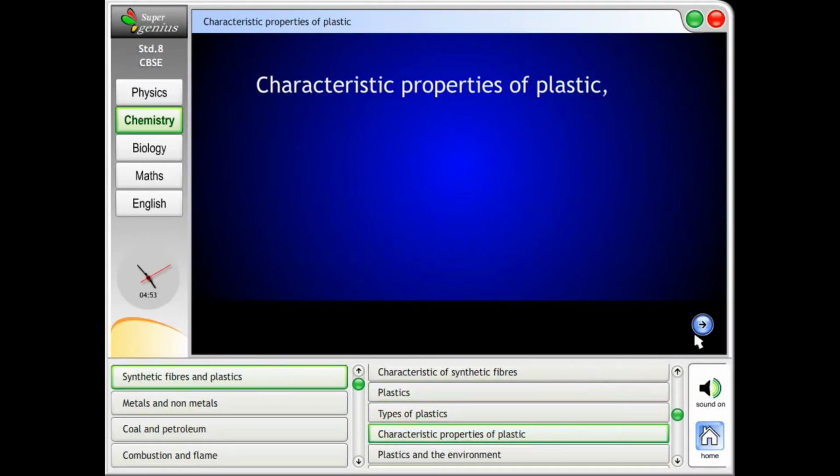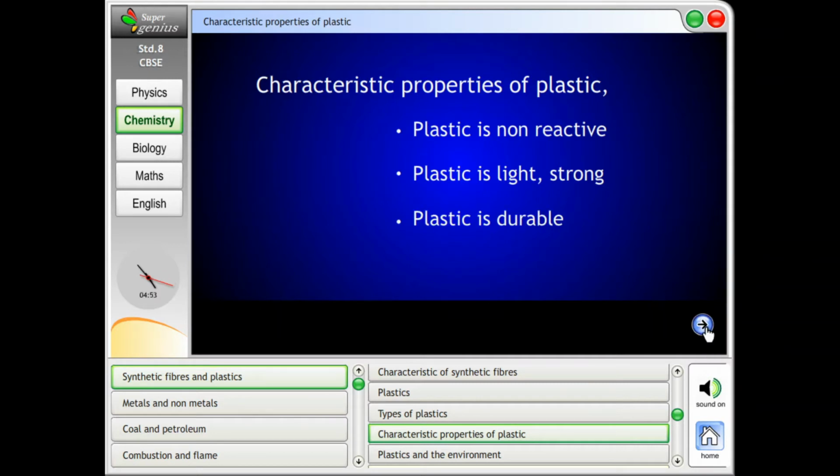Characteristic properties of plastic. Plastic is non-reactive. Plastic is light, strong. Plastic is durable. Plastics are poor conductors.